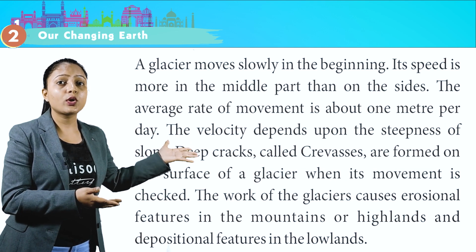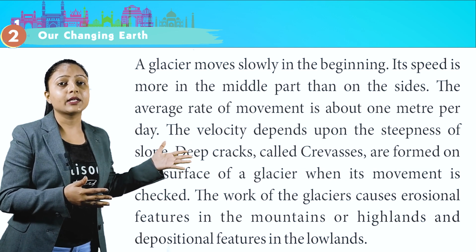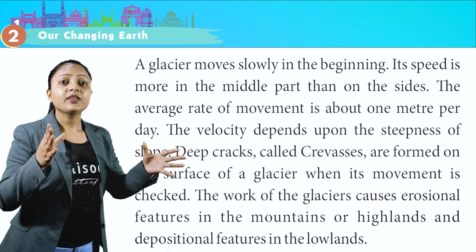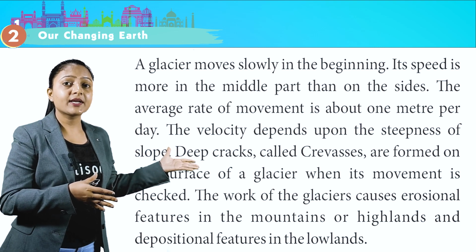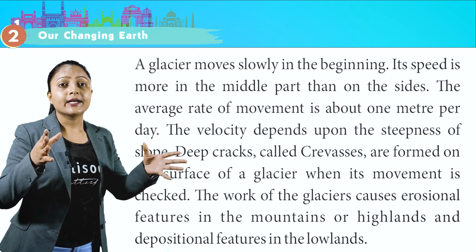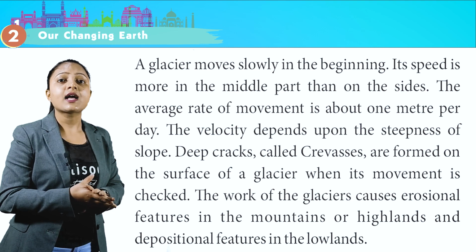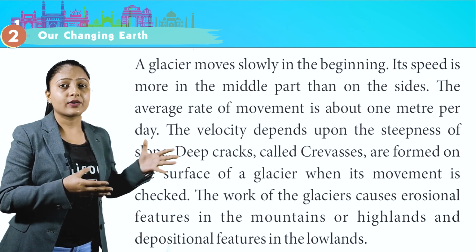The glacier moves slowly in the beginning. Its speed is more in the middle part than on the sides. The average rate of movement is about 1 meter per day. The velocity depends upon the steepness of the slope. Deep cracks called crevasses are formed on the surface of a glacier.